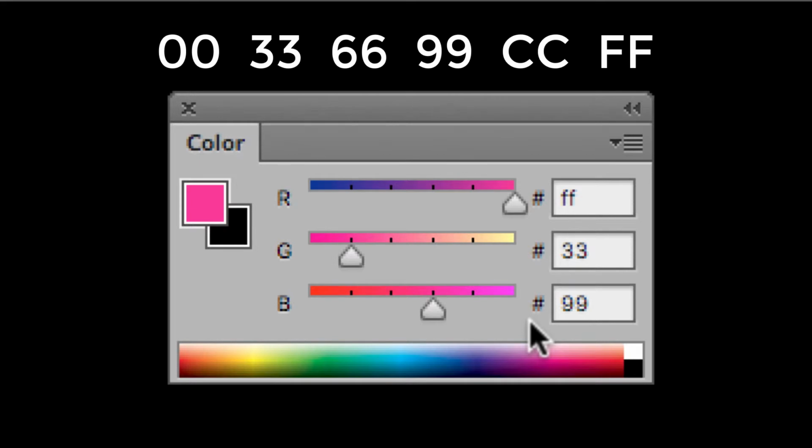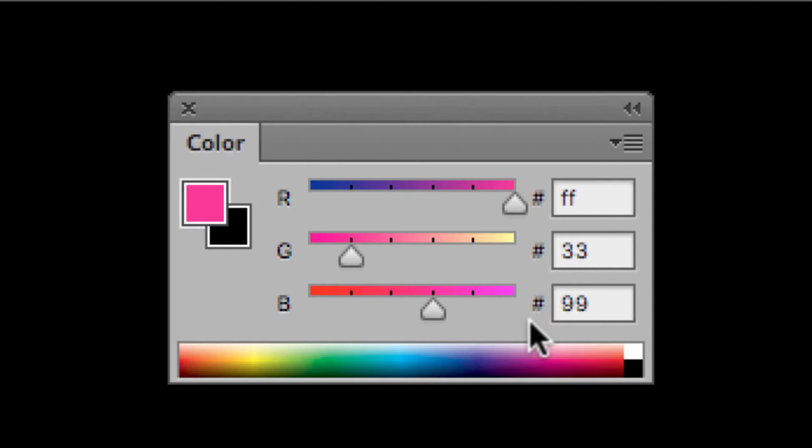So if you ever saw colors that only used 00, 33, 66, 99, CC and FF, they were web-safe colors, and they were recommended for logos and type so that they wouldn't dither. They wouldn't get little splotchiness in them when you would see solid colors. So just be aware of that.